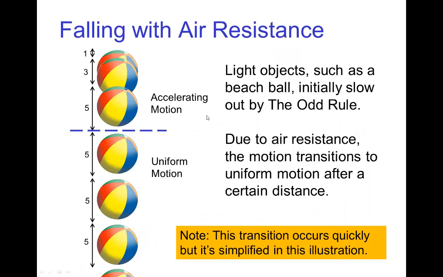And although motion often follows the odd rule, there are cases where we have a change. For example, if we have an object that's fairly light and it starts to fall, for the first few frames, perhaps it follows the odd rule because the object's not going very fast, the air resistance is not very strong. But after a while, it gains enough speed that air resistance is significant. And in fact, with air resistance, the motion transitions to uniform motion. So this picture is a little bit simplified. It's not a sudden transition like this, but nevertheless, this is approximately what happens with falling motion with air resistance. Again, we'll see more of that in future tutorials.